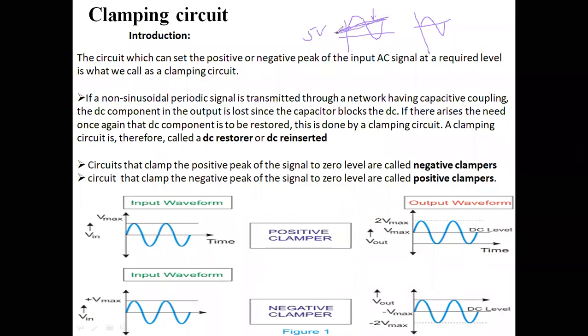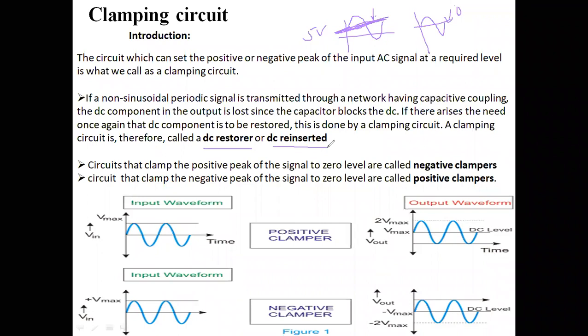Therefore, we are introducing the DC level in this circuit. For this waveform, the DC level is 0. For this waveform, the DC level is not 0; it has some value. This is your DC value, which is nothing but the reference, positive or negative. Therefore, for introducing these DC levels we use clamper circuits. That's why clamper circuits are called DC restorers; they introduce DC components into our input signal.